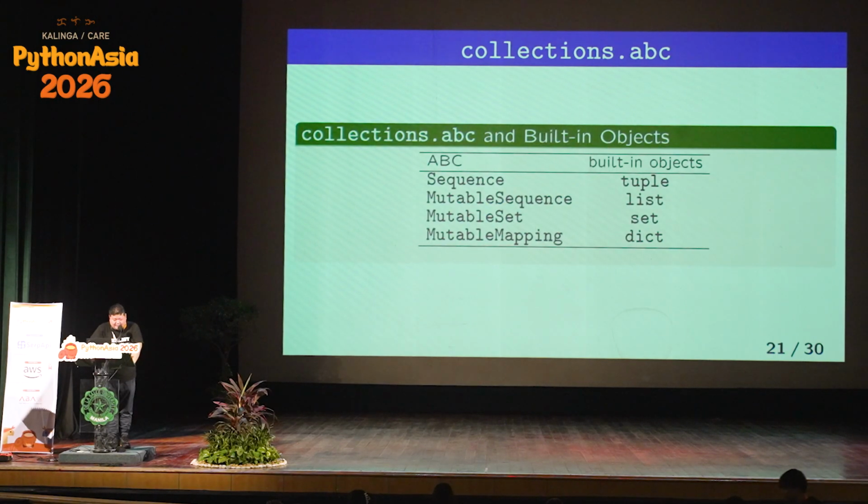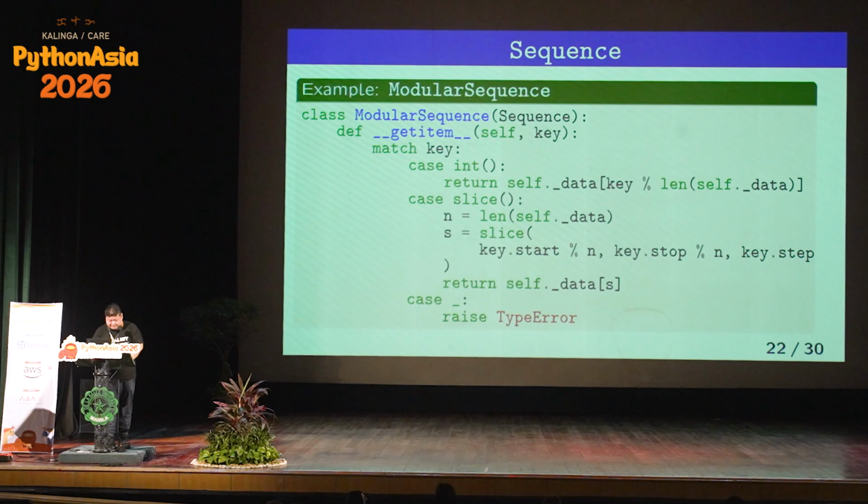Let's go further. collections.abc also defines ABCs for built-in types. Sequence matches tuple. Mutable sequence matches list. Mutable set matches set. Mutable mapping matches dict. Let's implement some more useless objects using these classes. First, this is a modular sequence.